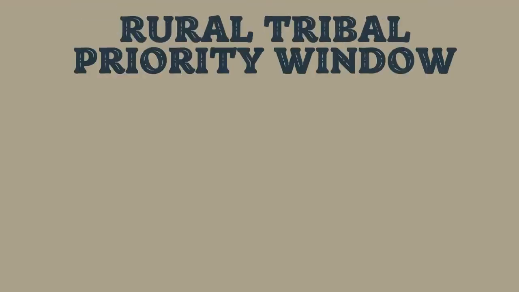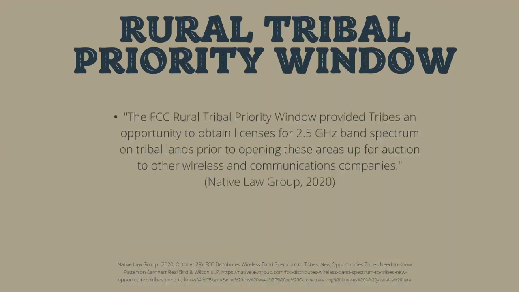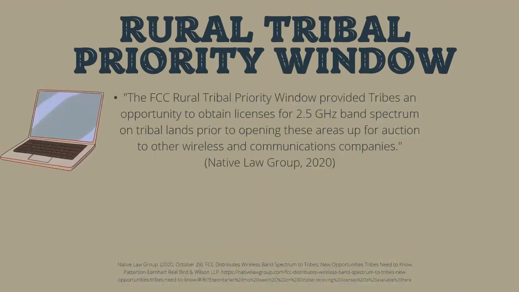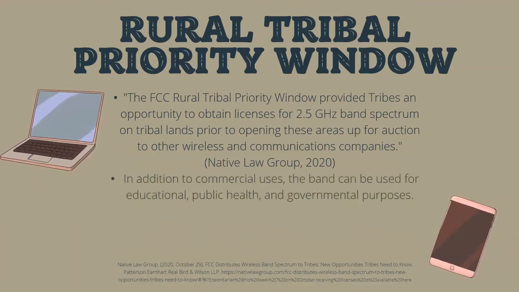The Federal Communications Commission opened up a tribal priority window that allows tribal nations to receive licenses for unassigned EBS spectrum on their lands. This had never been offered before. Normally, spectrum bands are auctioned off when they become available. The window is now closed. However, many tribes took advantage of this.